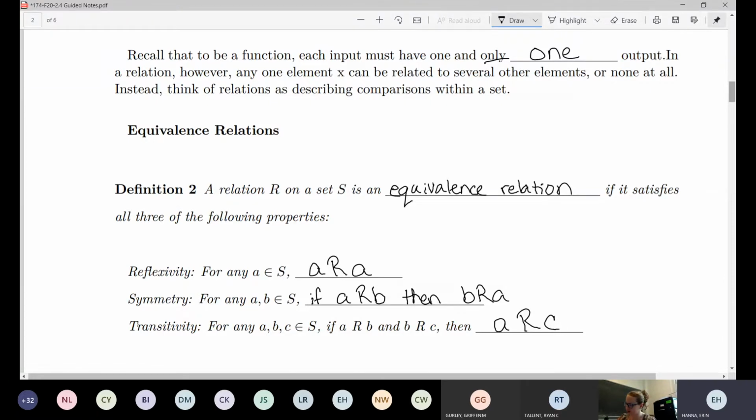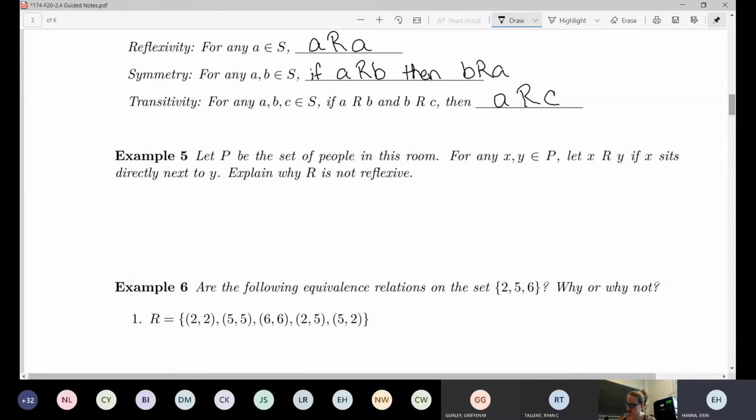Let's look at a couple examples of this. This next one makes a bit more sense if we were actually sitting in a room, but let P be the set of people in our classroom. Pretend this is a Thursday and there's actually people here. For any X or Y in your set P, let X be related to Y if X sits directly next to Y. So if one person directly sits next to another person.